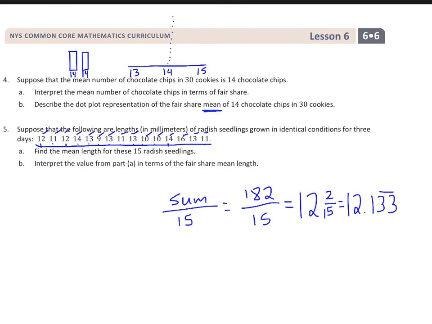And so then all we have to do is figure out the decimal form of 2 15ths, which is 0.13333. You can plug 2 divided by 15 into a calculator. You can do it by hand and find out that, oh, this is just going to repeat over and over again. So as far as the fair share mean length, you know what the mean represents.